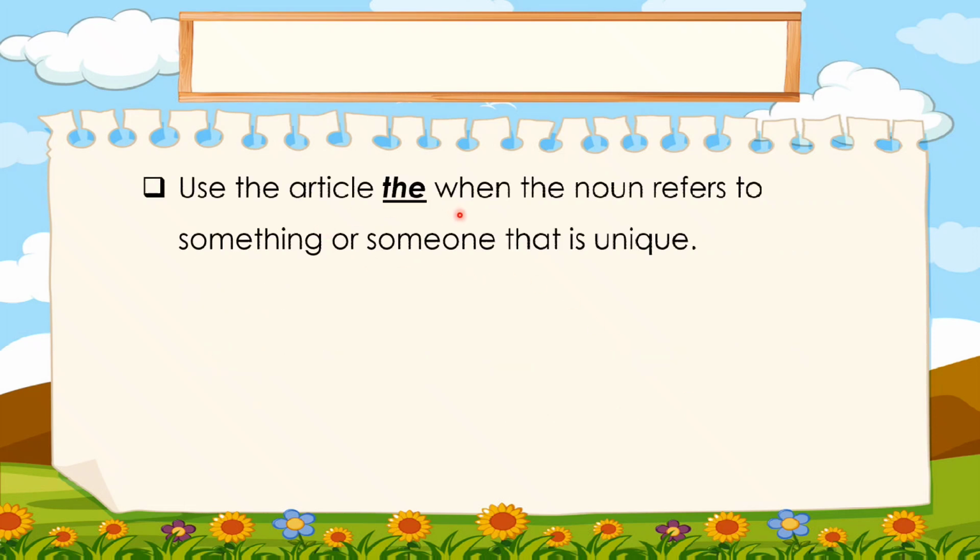Use the article the when the noun refers to something or someone that is unique. For example, this one is the 2003 federal budget.